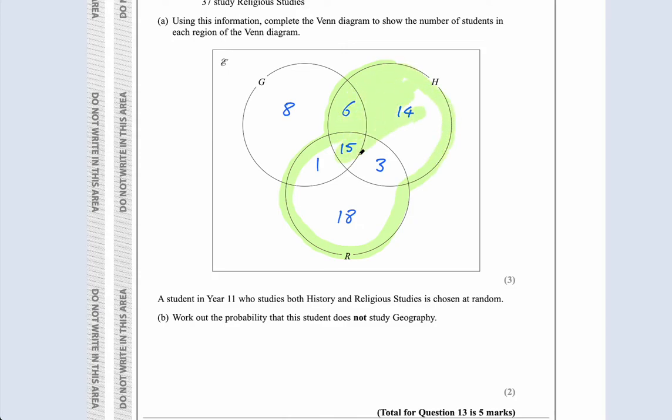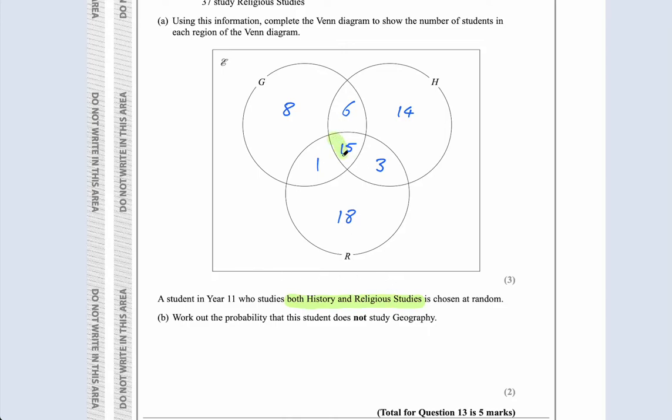So let's shade all this in, color this in. He has to be in here because it says, this is conditional probability, this is the condition. He does study religious studies. Oh, sorry, hang on, I've done that wrong. He studies both. See, this is why we need to be extra careful. Both history and religious studies. So he does both of them.